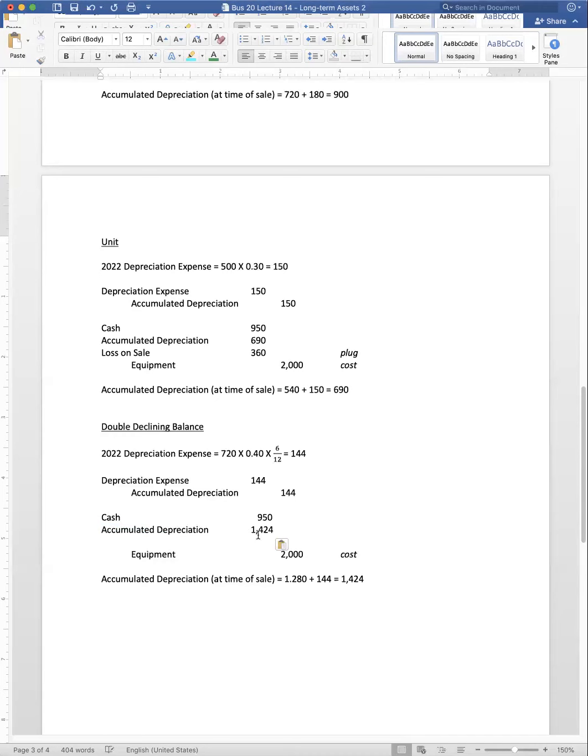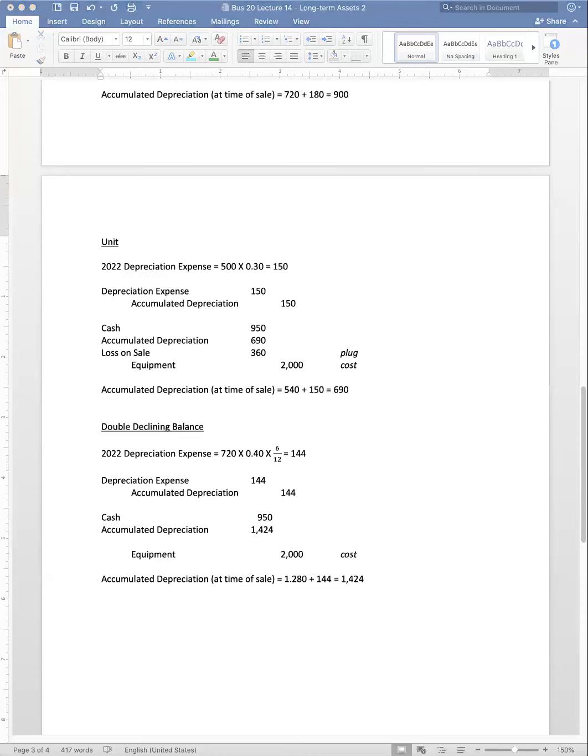Okay, so that is our accumulated depreciation. Now we're almost done here. The last thing we need to do is fill in the final number. We're going to need a plug. This time the plug is going to have to be on the credit side, because if you look at it here, this is clearly more than $2,000. So how much do we need? Well, we need a plug of $374 to make it work.